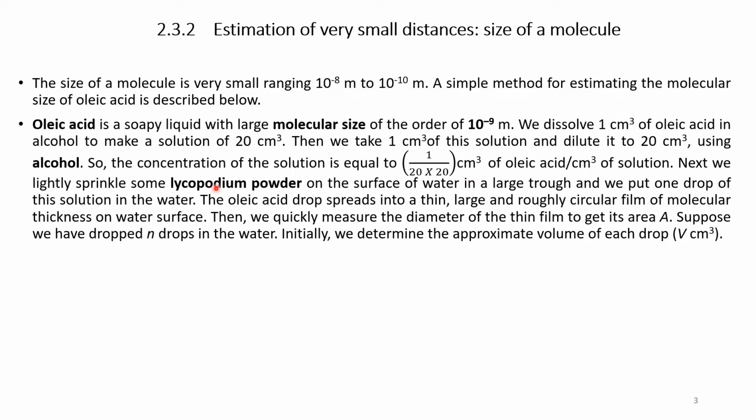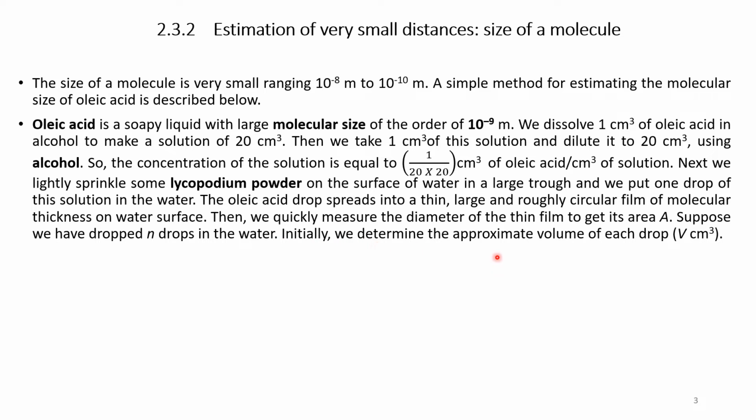Next, we lightly sprinkle lycopodium powder on surface of water in a large trough, and we put 1 drop of this solution in water. The oleic acid drop spreads into a thin, very large and roughly circular film of molecular thickness on water surface. Then we quickly measure the diameter of thin film to get its area. Suppose we have dropped n drops in water.